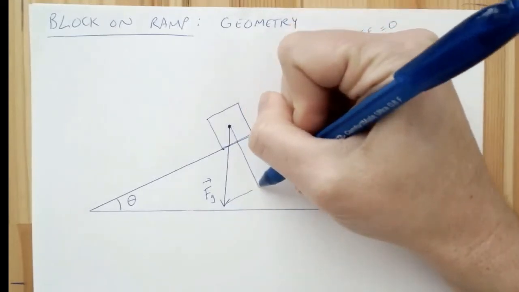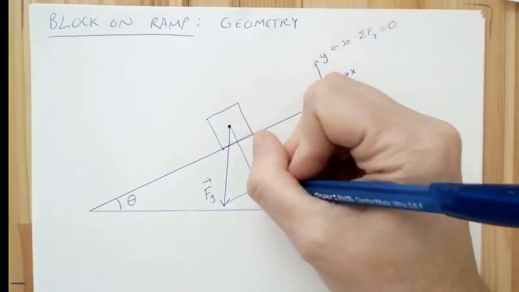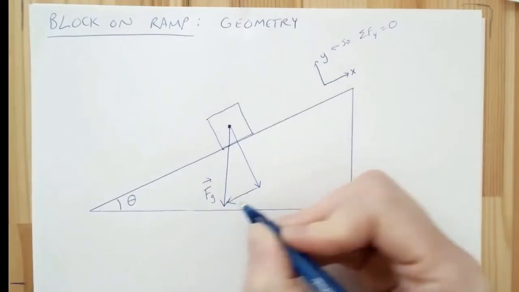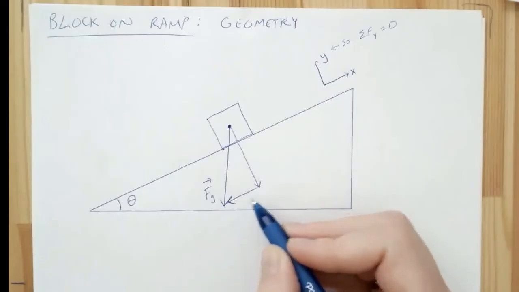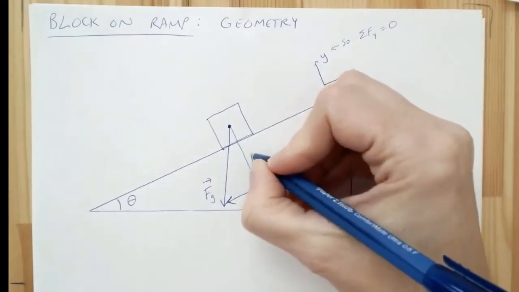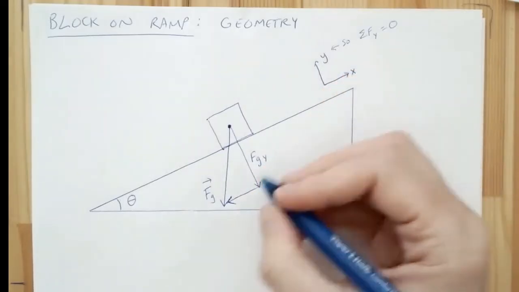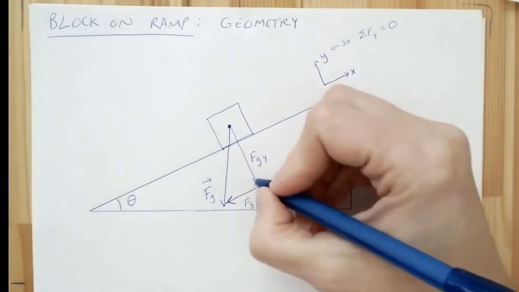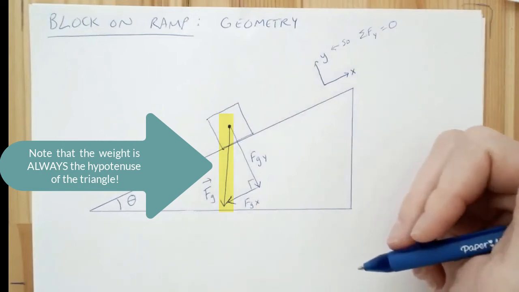So I have the component that's going to be perpendicular to the ramp along my y direction, and then I'm going to have a component of my weight that's going to be parallel to the ramp. That's going to be, in this case, in the negative x direction. So this part here I would call FGY, and this one would be FGX. And they make a right angle with each other, as they always will for the components.